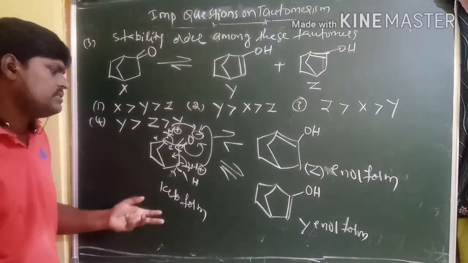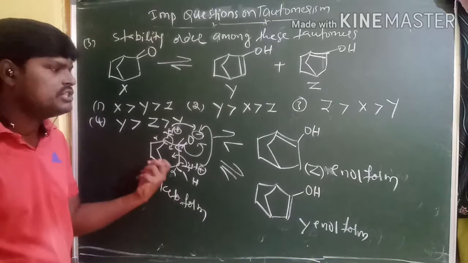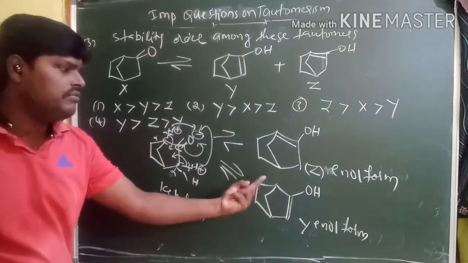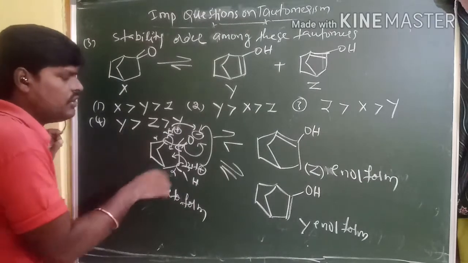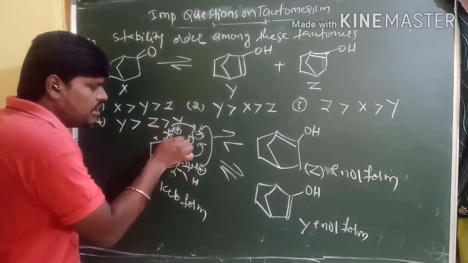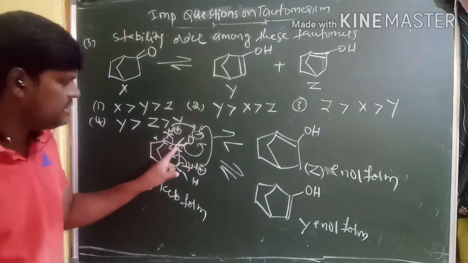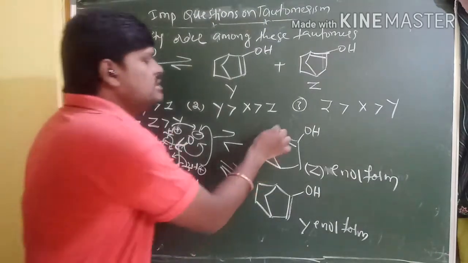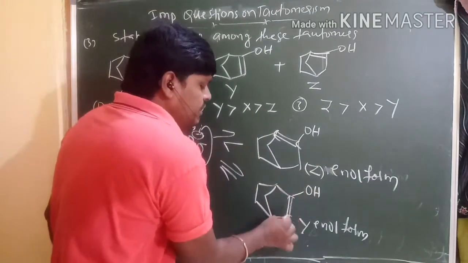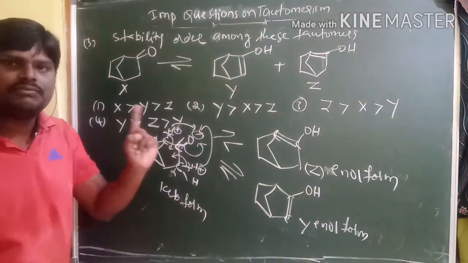Coming to which is more stable, sir? Of course, obviously the ketone is more stable than the enol forms. These two are the Y and Z enol forms. Why? Because it is a simple ketone, sir. I told you already, in simple ketones the C double bond O bond dissociation energy is more than this carbon to carbon double bond of enol forms. That is one reason.